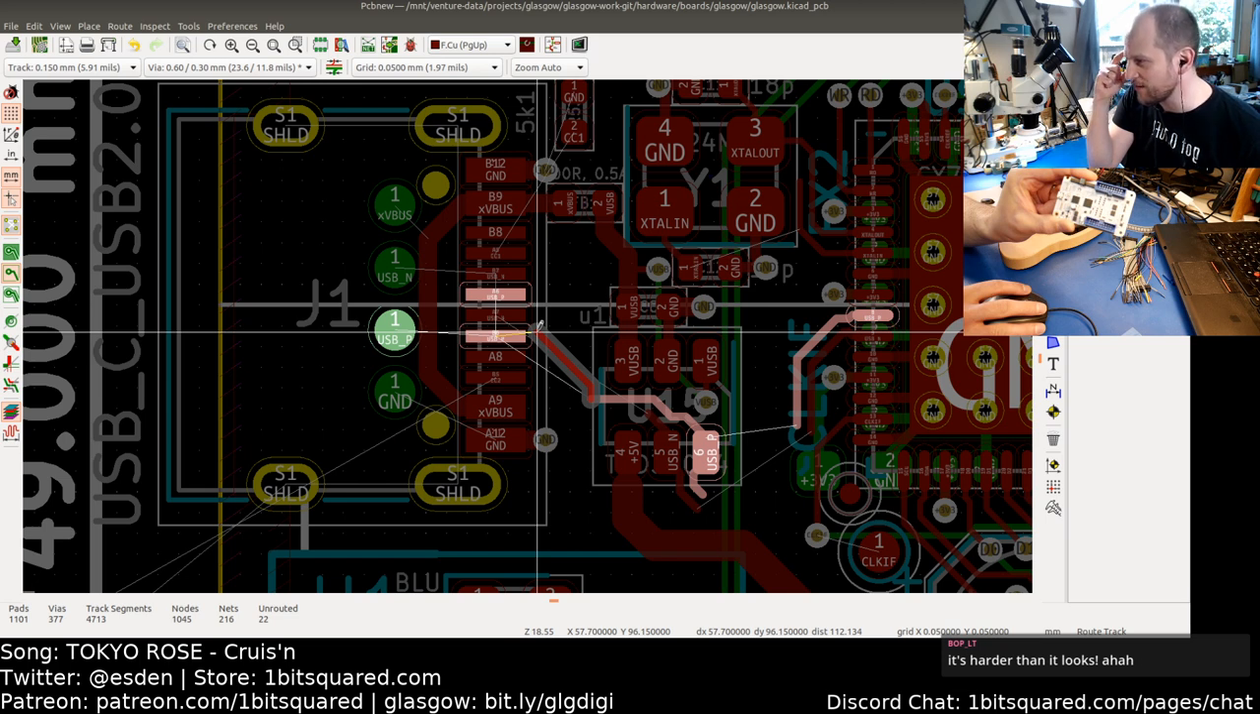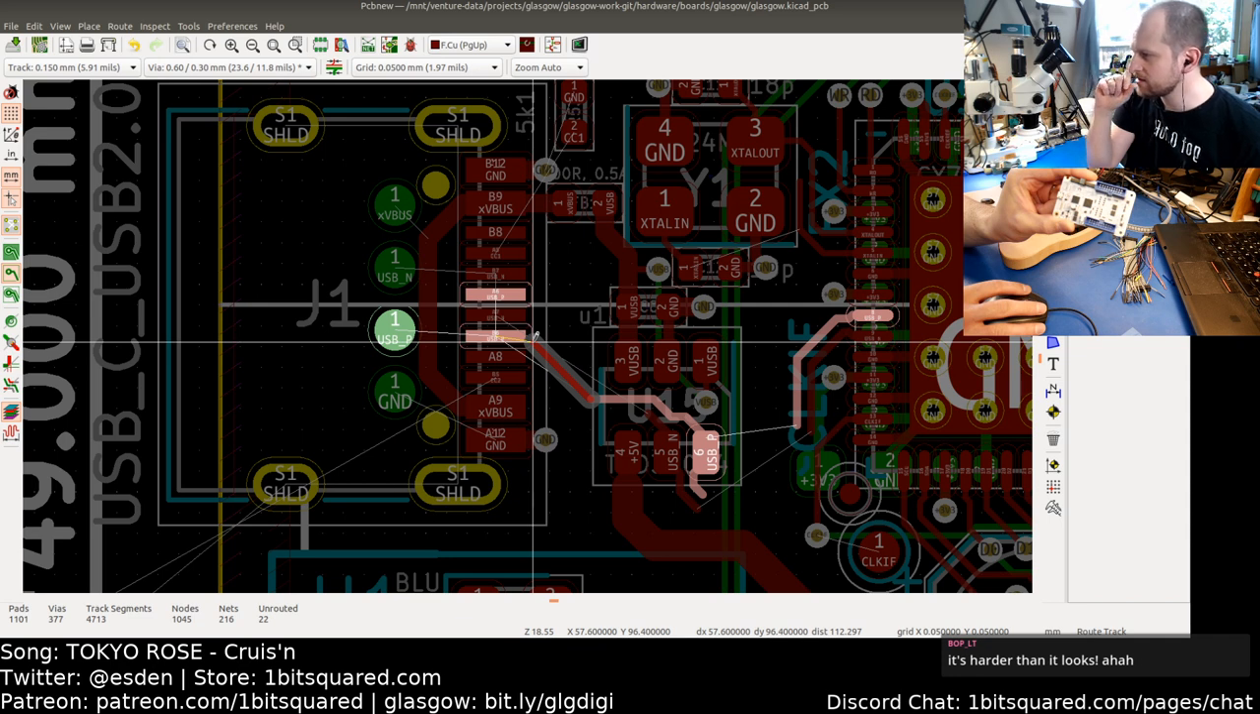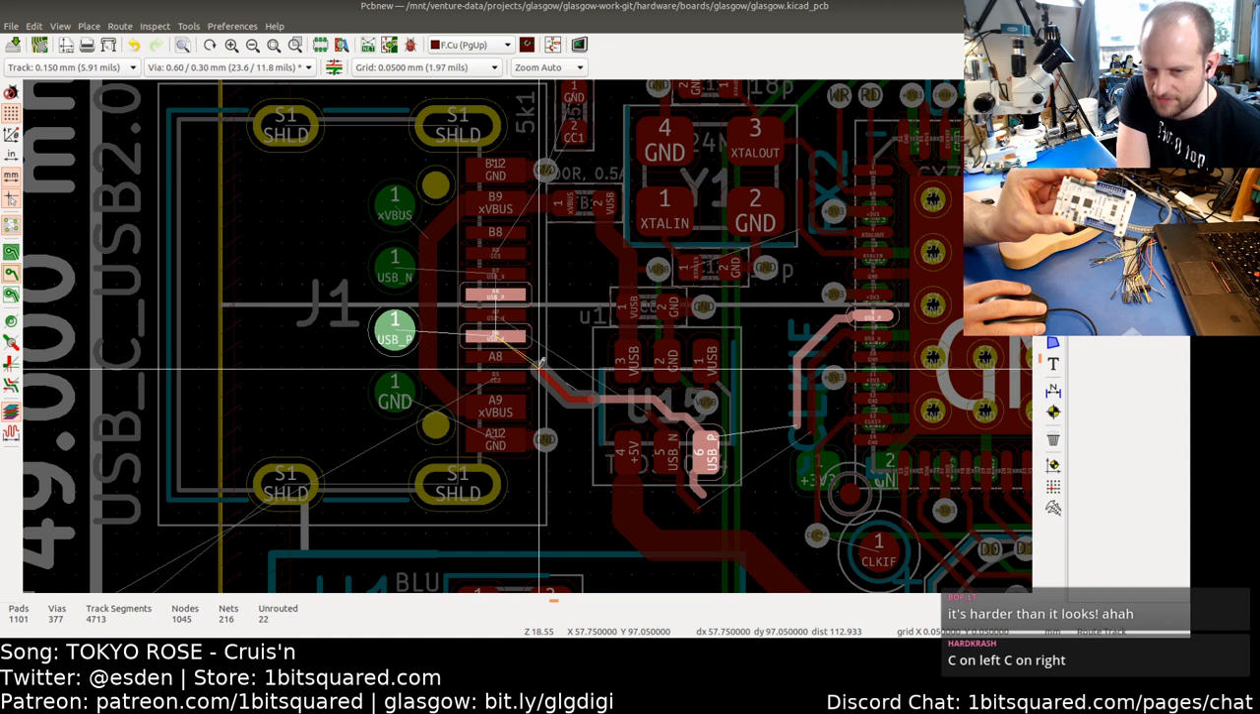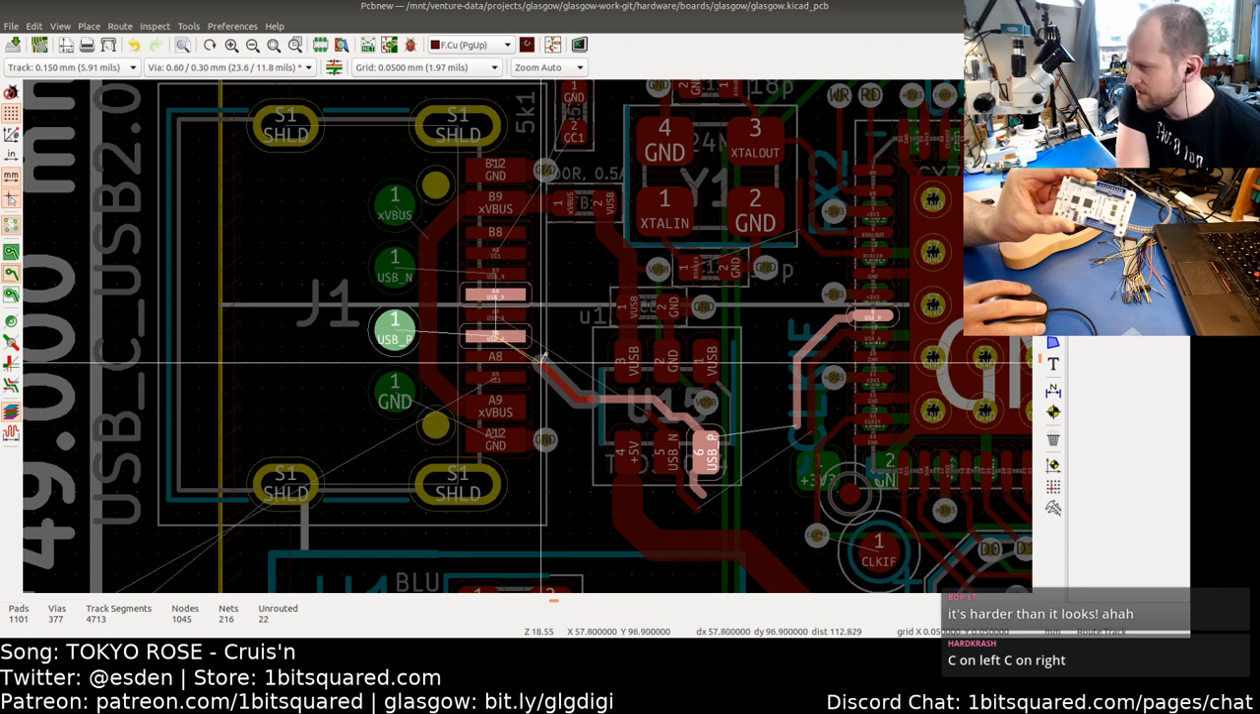Yeah, it is harder than it looks, because you do have to swap them. Oh. Nasty, nasty. So what if I do some swap first? The problem with USB is you cannot really swap P and N because of the pull-up resistor stuff. C on left, C on right.